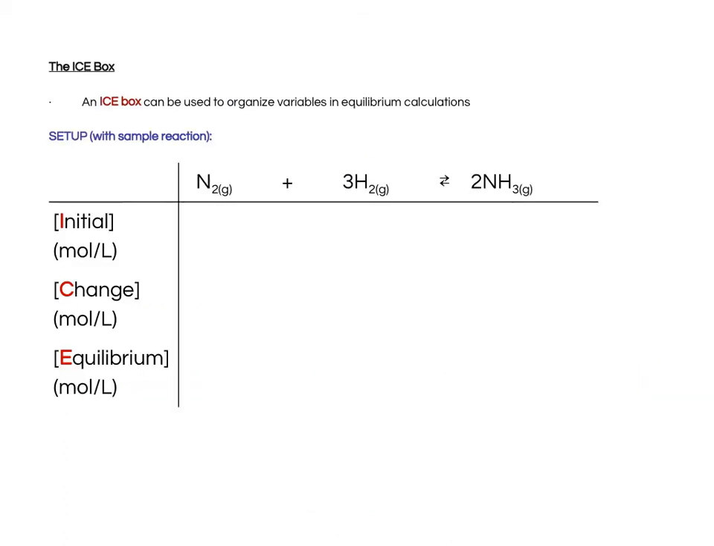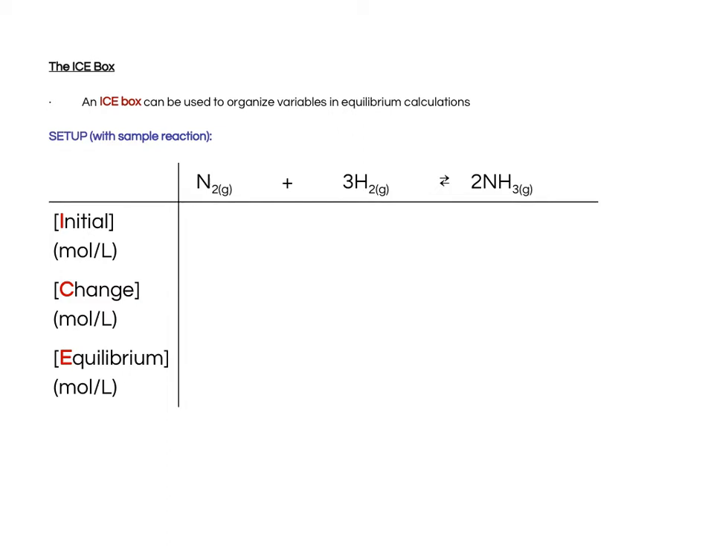So now I want to introduce you to a fundamental tool for solving equilibrium problems, and that is the icebox. ICE is an acronym for the various components or concentrations that you're going to need to consider when you're working through an equilibrium problem. So I in ICE stands for initial. Initial what? Initial concentration. I can be talking about the initial concentration of my reactants or my products.